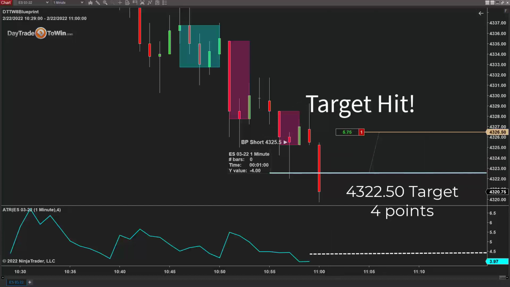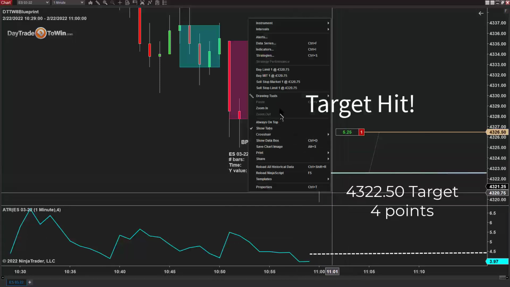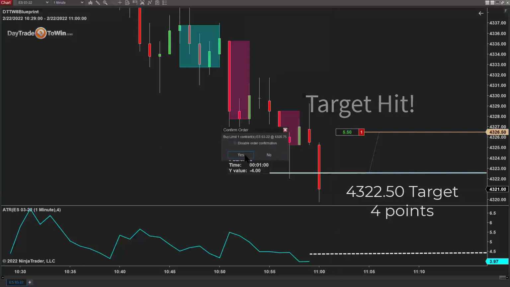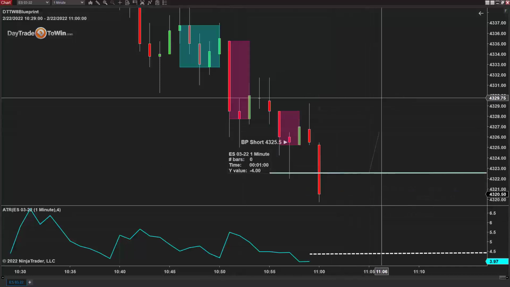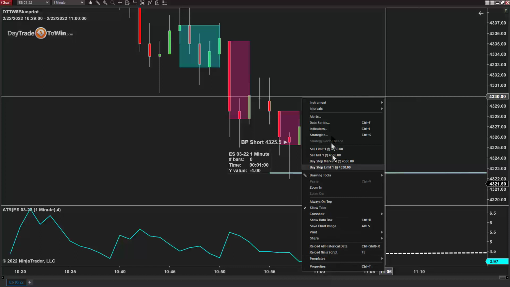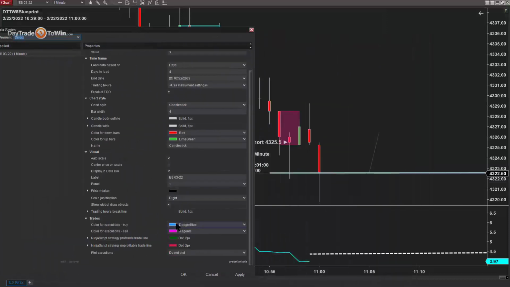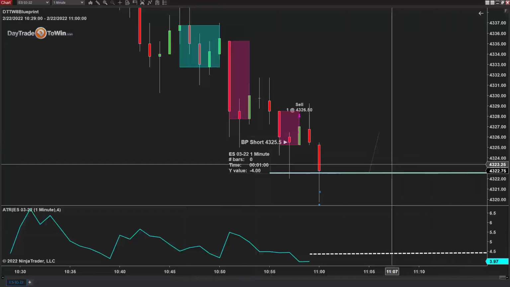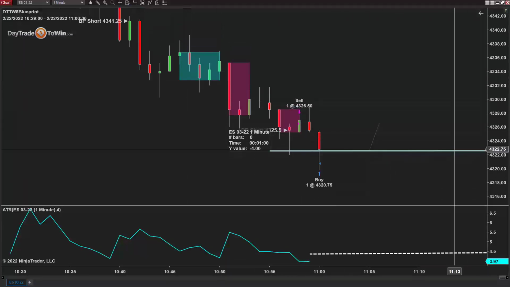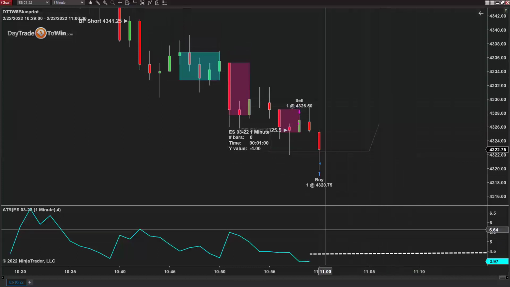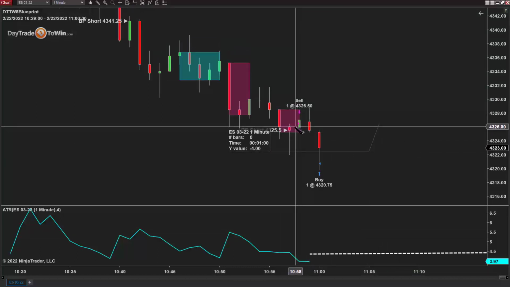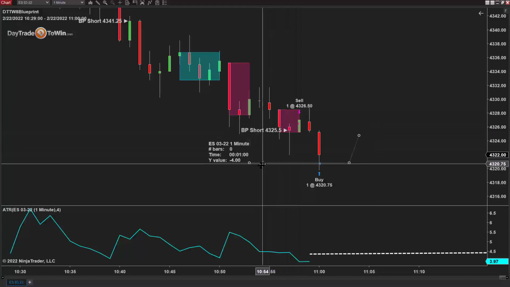Okay, so here in this case the market just kept on going. I'm going to get out of this trade here. And there it is. So let me show you where the entry was and where the exit was.